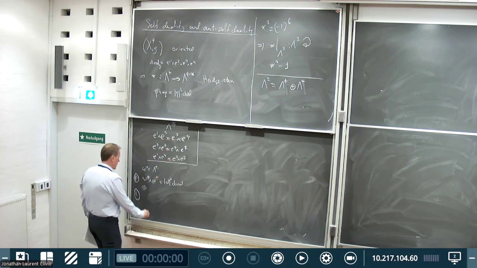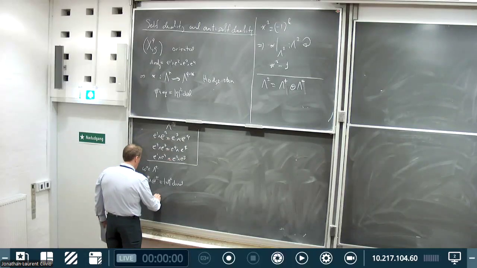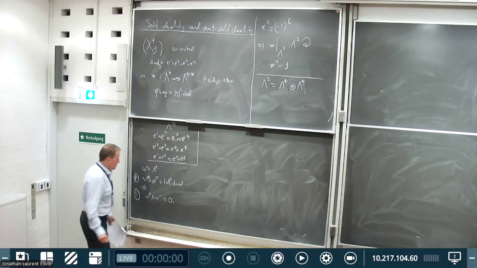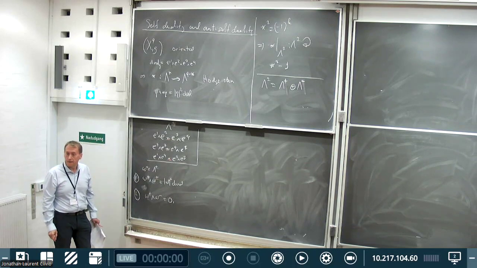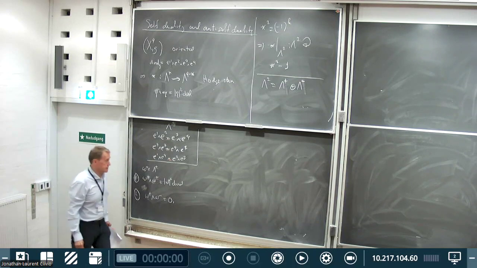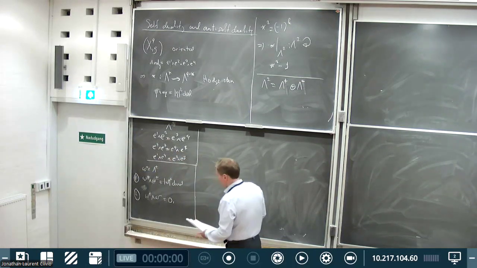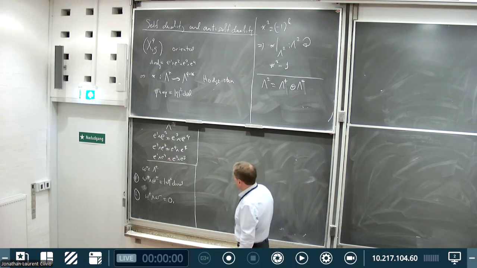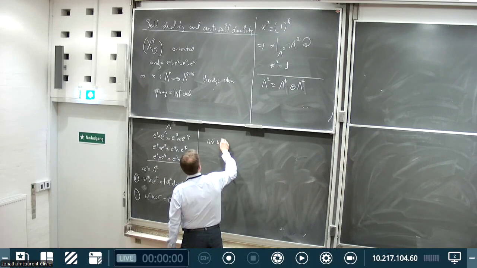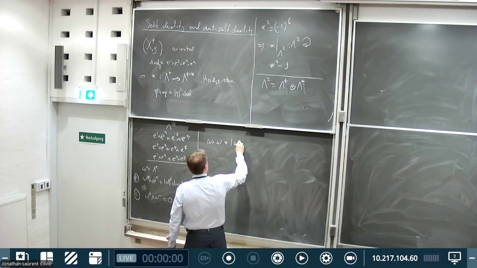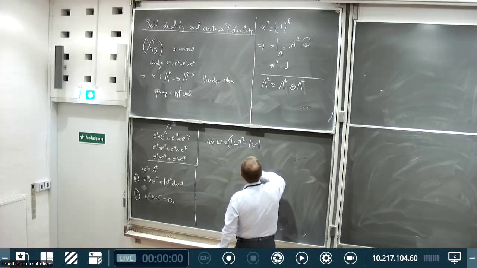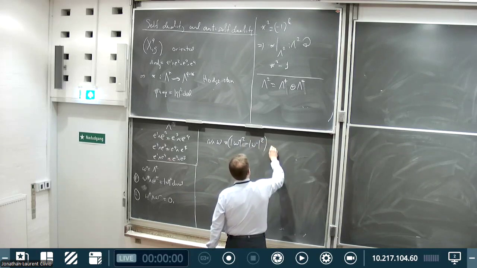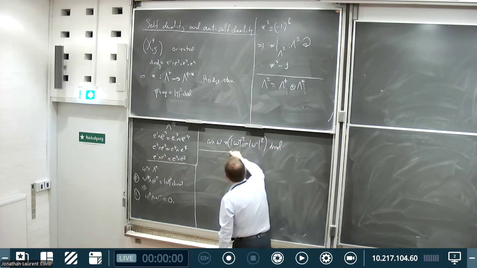And another useful fact is that pointwise, the wedge product of a self-dual and an anti-self-dual form is 0. So you can check that on this basis. Those are important algebraic details. So in particular, omega wedge omega is equal to the length of the plus part squared minus the length of the minus part squared, times the volume.